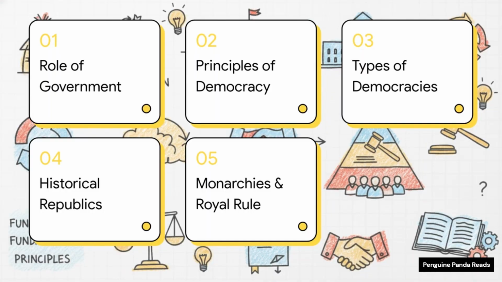Here's our roadmap for today. We'll be covering the role of government, core principles of democracy, different types of democracies, early historical republics, and finally, monarchies and royal rule. Let's jump right in.